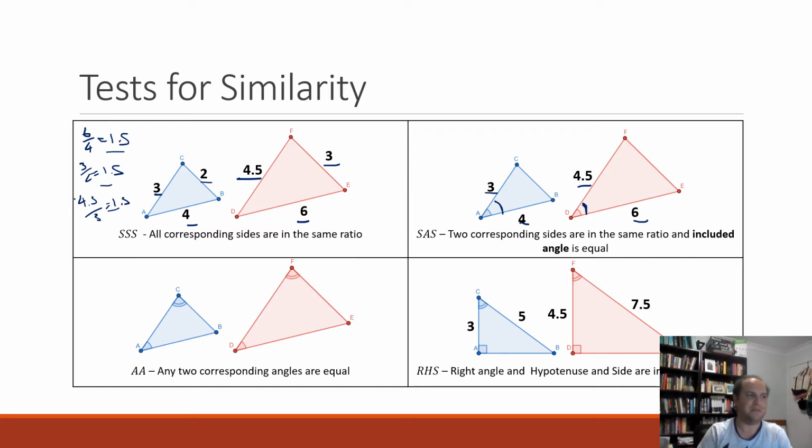Finally, RHS, once again, we've got our right angle and our hypotenuse has the same ratio. Once again, it's 1.5, and our sides have the same ratio, 1.5. And so those again are our tests for similarity.